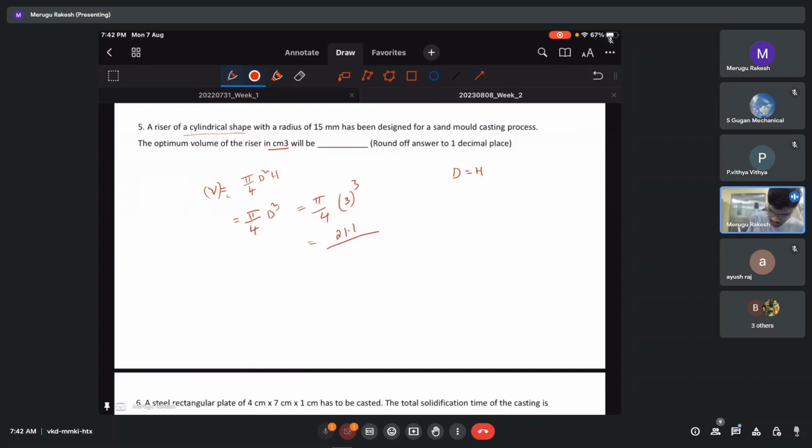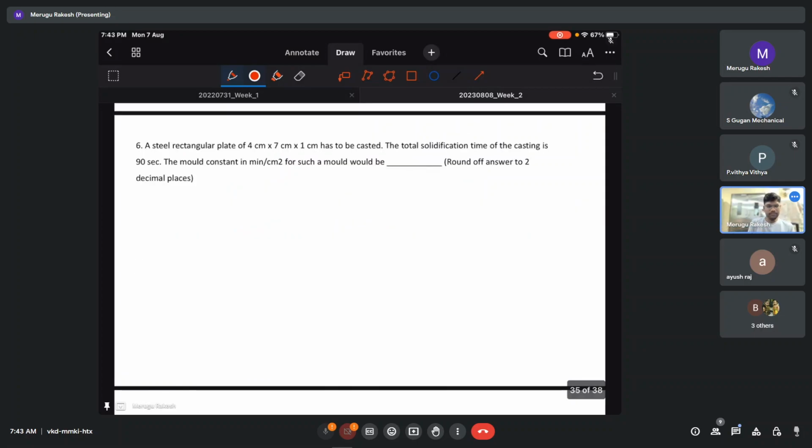So I'm getting 21.19 centimeter cube. Okay. I hope you are getting the same value. So let us move to the next questions. Anyone with the answer?